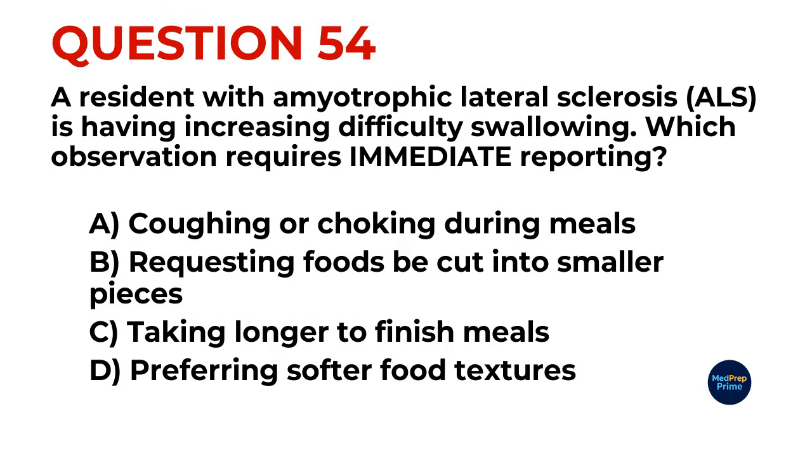A resident with amyotrophic lateral sclerosis (ALS) is having increasing difficulty swallowing. Which observation requires immediate reporting? Option A, coughing or choking during meals. Option B, requesting foods be cut into smaller pieces. Option C, taking longer to finish meals. Option D, preferring softer food textures.